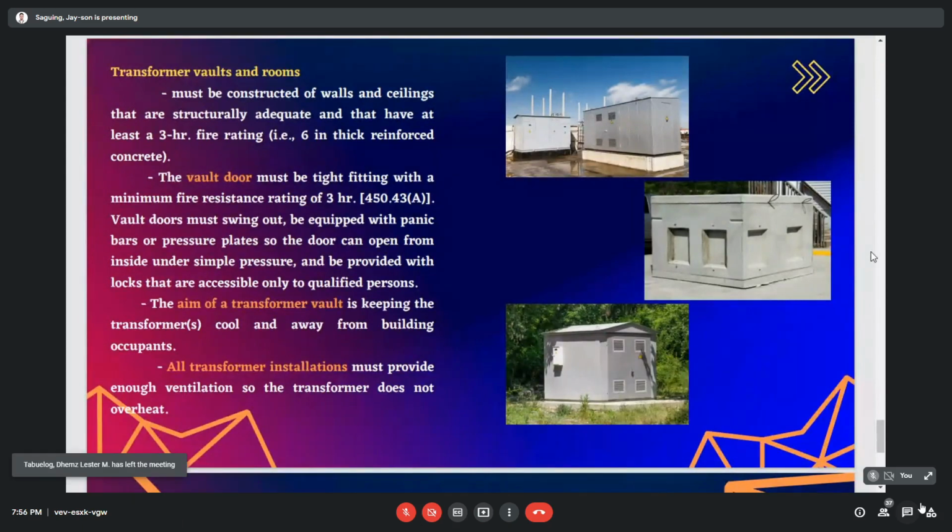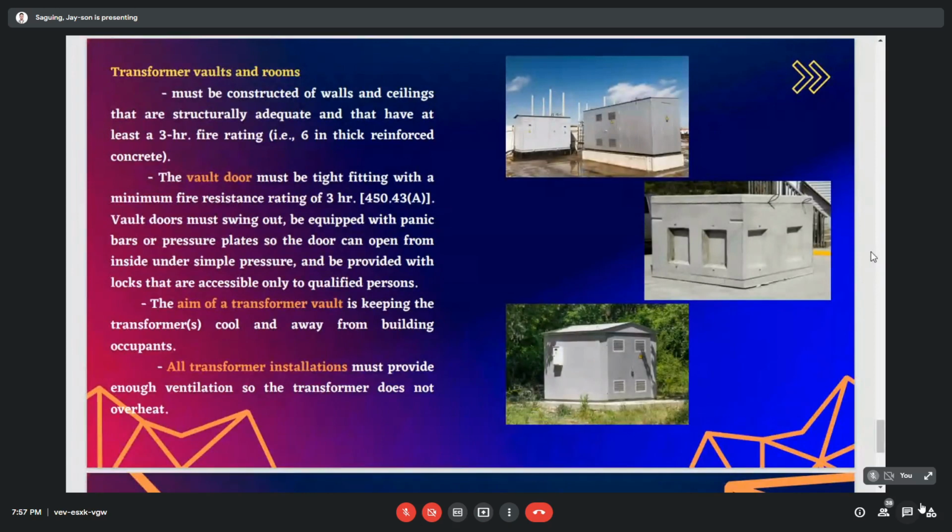Section 450.43: the vault doors must swing out. The vault door must swing out and be equipped with panic bars or pressure plates so the door can open from inside under simple pressure, and be provided with locks that are accessible only to qualified persons.